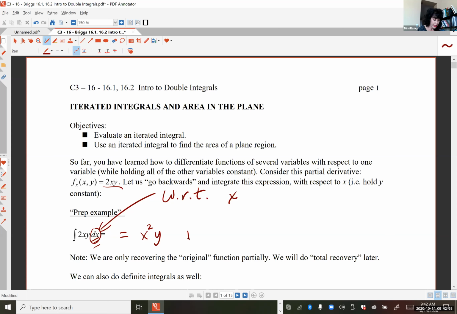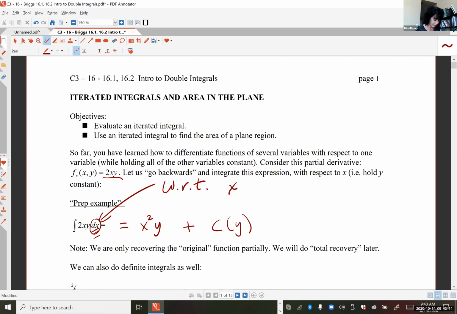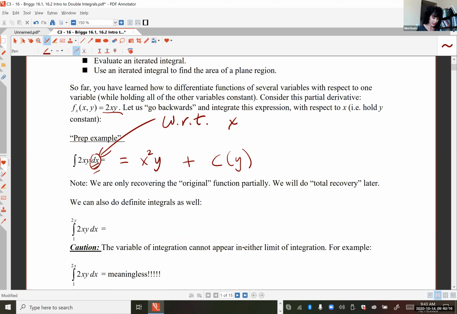Of course, you're going to have a plus c, but we're going to say c of y, because that might not be a pure number. Because we only partially recovered the integral of 2xy, we might have extra y's in there because we didn't do a dy. So we only did a partial recovering of the function.